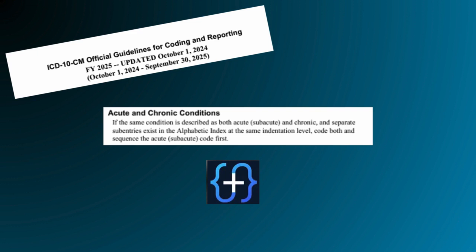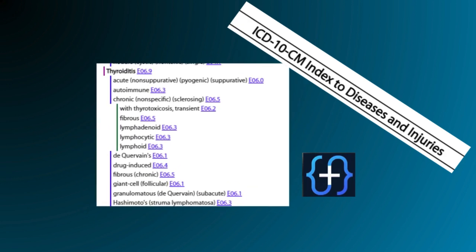Now let's use thyroiditis as our example. Great! How do I go about coding acute and chronic thyroiditis? Let's walk through the steps together, and I'll also point out some helpful features in the ICD-10-CM manual that make this process easier. Step 1. Start in the alphabetic index. Open your ICD-10-CM manual to the alphabetic index. Look up the main term thyroiditis.